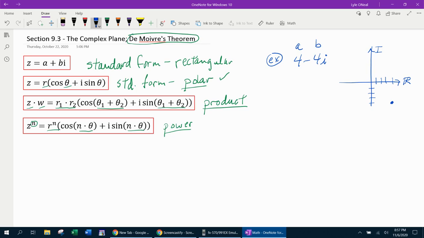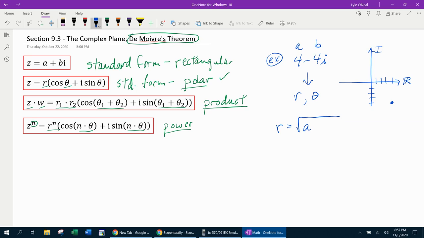All right, next thing they want us to do is write this number in polar form. And if you want to get polar form, you're going to have to find r and theta. And we're going to recycle some formulas that we've covered previously. I think in section 9.1, we talked about that r is the square root of x squared plus y squared.